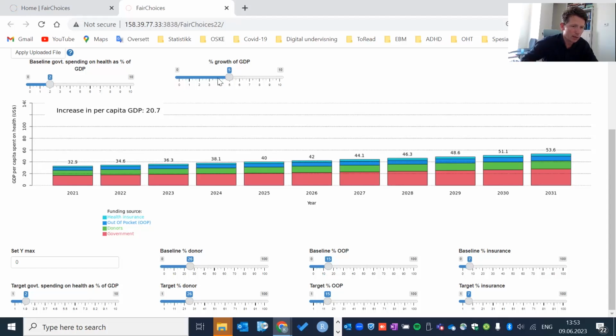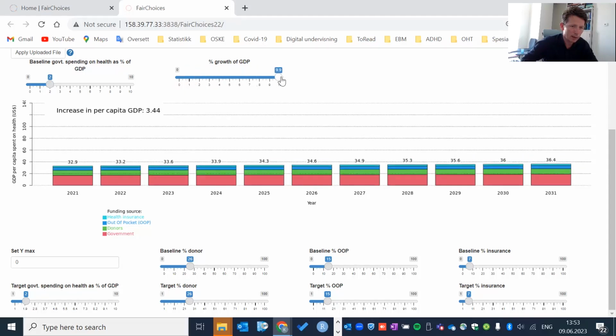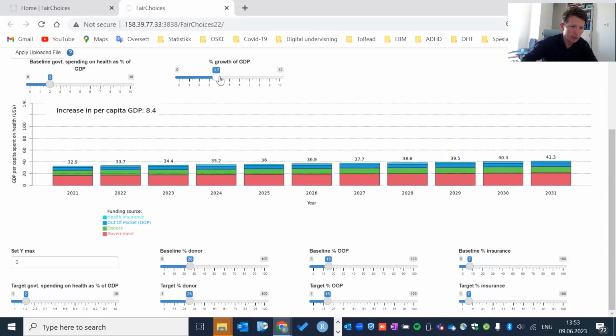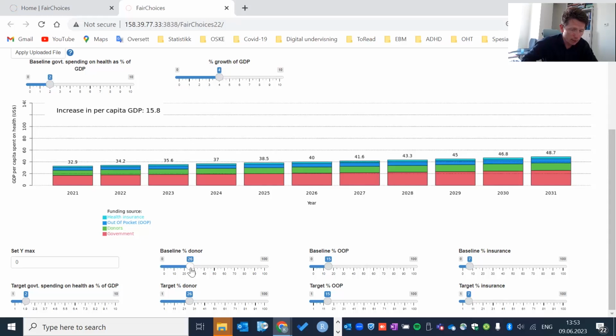So you can change what you expect of the economic growth. It can be low, it can be high, and this will of course influence how much you have in the future. We can assume for now it's 4%. You can also adjust the baseline funding source. And we see here that red, that's the government spending. Green is the donor funding. Dark blue is out of pocket, and the turquoise is the health insurance. And if you adjust these variables, you can see that the whole analysis changes.